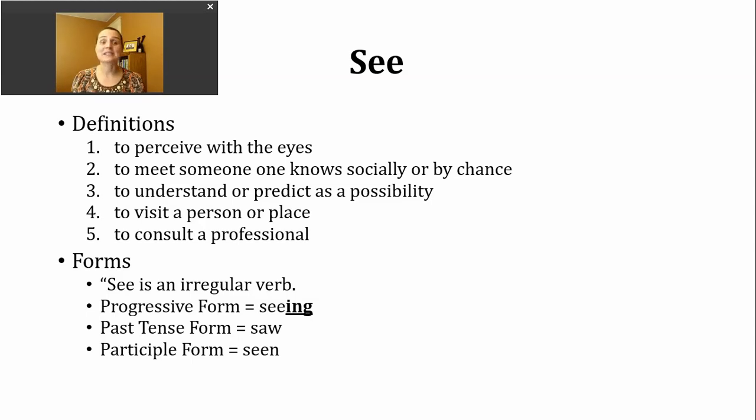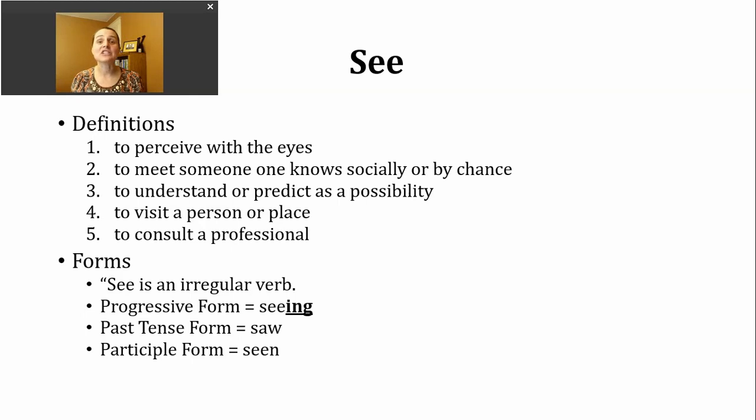Another way to use "see" is to visit a person or a place. You might hear this verb used as people talk about their plans for trips or any sort of traveling and what they plan to do during their travels.